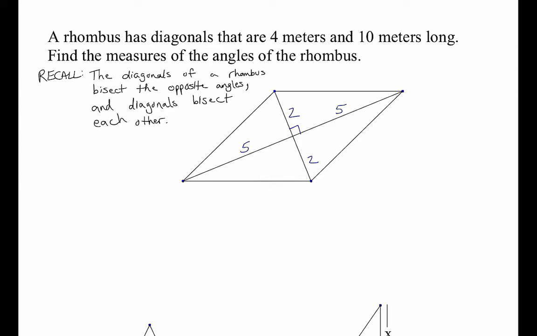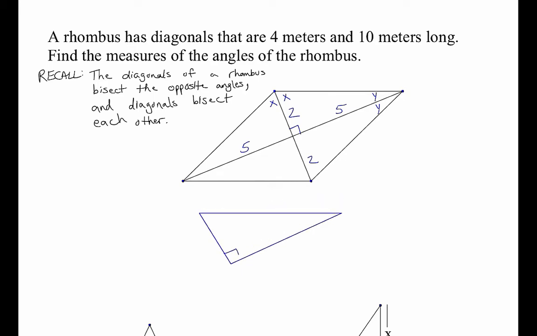I put up here, recall, the diagonals of a rhombus are going to bisect the opposite angles, and the diagonals are going to bisect each other. What that means is that if this angle is x, then so is the one right next to it. Likewise, if this is angle y, then so is the one right next to it. And then my diagonals of 4 and 10 were cut into side lengths of 2 and 5. So what I'm going to look at is actually just one of these triangles.